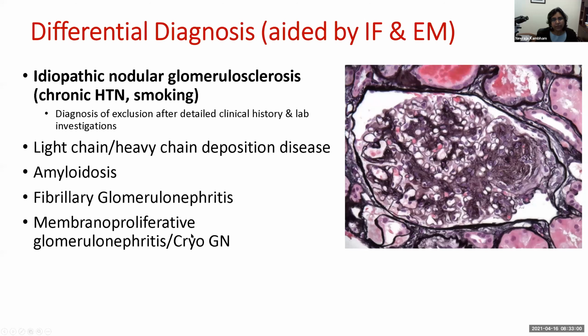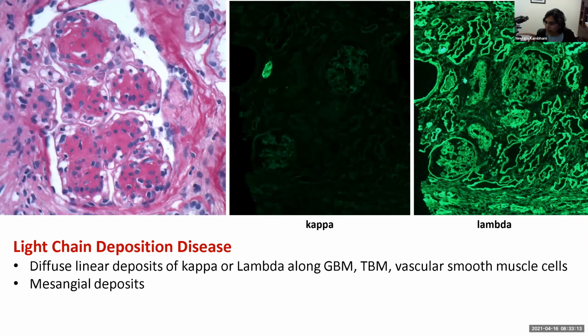And there are other things we talk about: light and heavy chain deposition disease, amyloidosis, MPGN, cryoglobulinemia, and so on. We won't really go into it, but I just want to give you one example to see how a renal pathologist thinks. This is a biopsy from a patient, and you can see all these mesangial nodules here. You could easily mistake this for diabetic nephropathy.